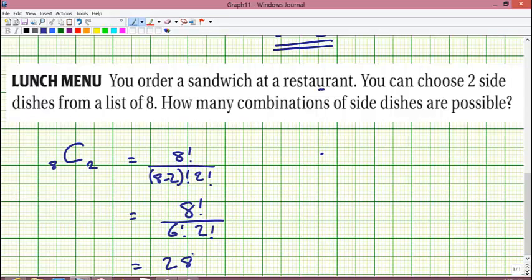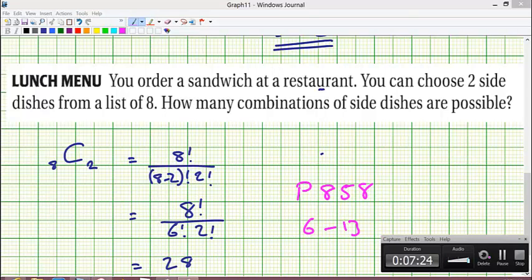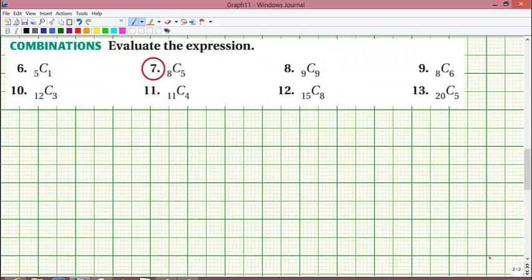All right. Okay, so let's look at the examples we're going to do. We're going to be working on page 858. And we're going to start off with the simple problems. We're going to do questions 6 through 13, which I shall give you below. And there they are.